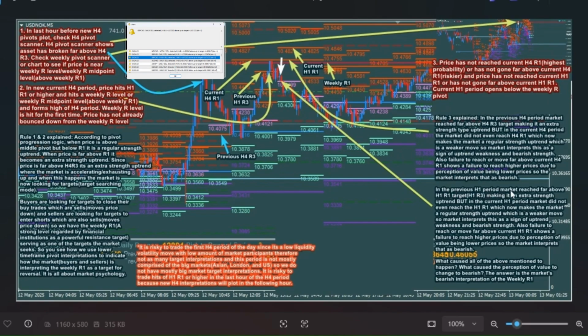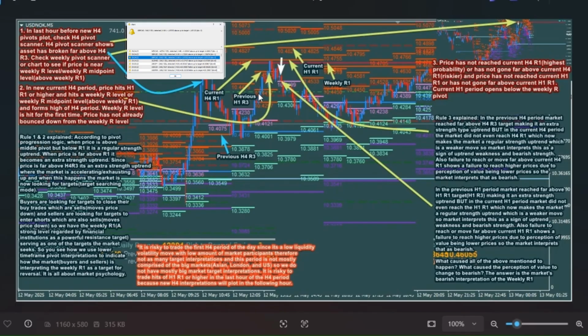In the previous H1 period, market reached far above the H1R1 target, H1R3, making it an extra strength uptrend. But in the current H1 period, market did not even reach the H1R1, which now makes the market a regular strength uptrend, which is a weaker move. So the market interprets this as a sign of uptrend weakness and bearish strength. Also, failure to reach or move far above the current H1R1 shows a failure to reach higher prices due to perception of value being lower prices. So the market interprets that as bearish, okay?